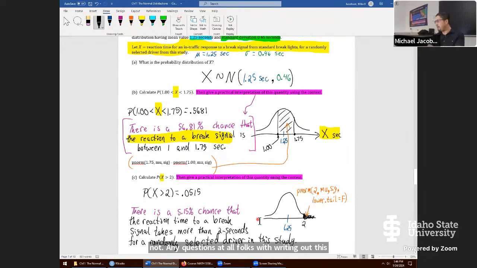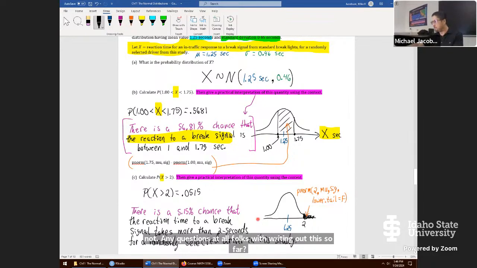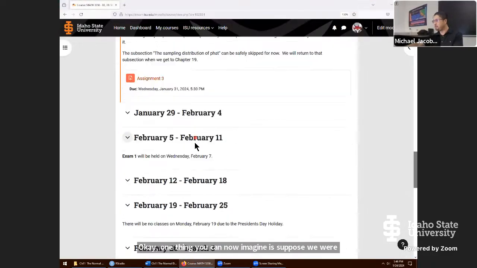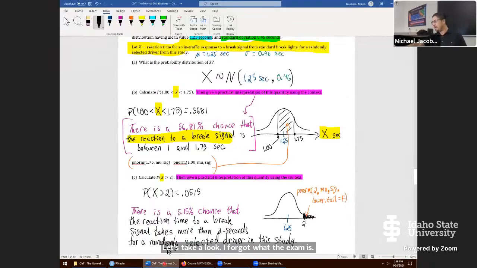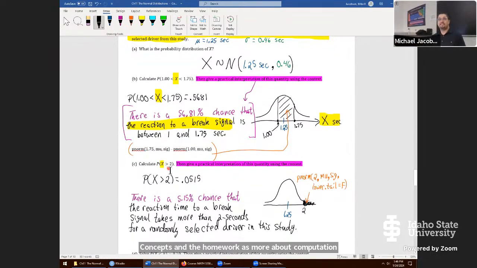Okay. One thing you can now imagine is, suppose we were, let's take a look, I forgot when the exam is. Suppose we were on this date, Wednesday, February 7th, doing an exam. I couldn't ask this question of actually calculating 0.0515, but the practical interpretation would be a standard kind of concept question that would be on the exam. We will be posting sample exam problems, so you'll get a feel for what those questions look like. But that's essentially what the exams are all about. Concepts, and the homework is more about computation. Well, any questions at all, folks, with part C?